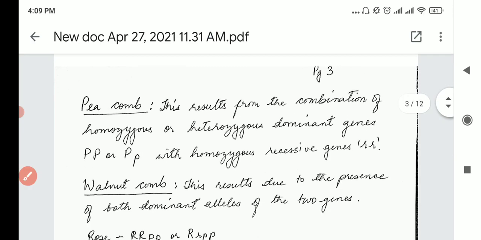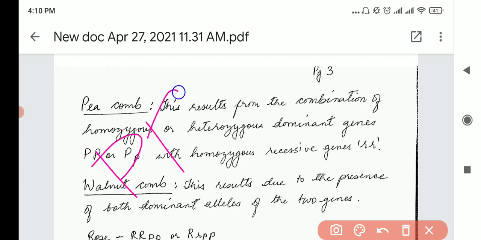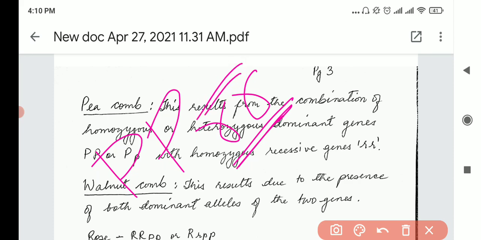Similarly with the pea comb, same. You just invert. Instead of R, you put P. If it's PP or Pp, and rr. This is for single. R represents single. I don't know, did I write S or write R? I think R. Whatever. Oh, R, capital R. R means rose.